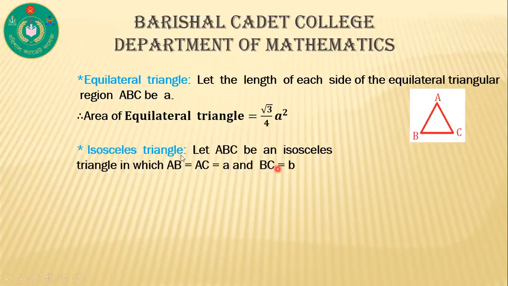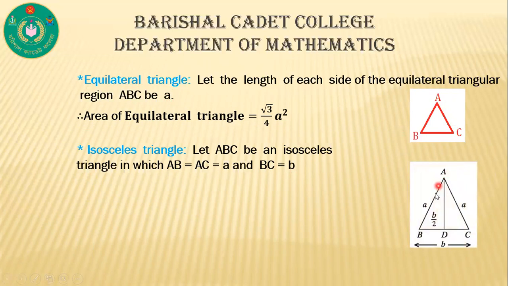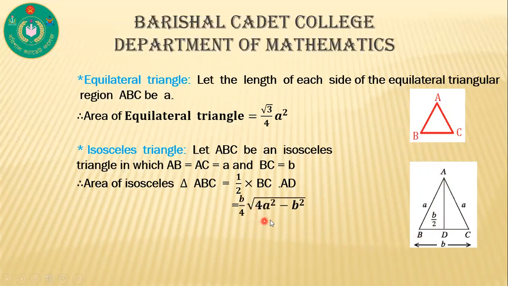Now isosceles triangle. Isosceles triangle means two sides are equal. Let ABC be an isosceles triangle, in which AB and AC are equal and BC is the base. So now AB is equal to AC is equal to A and BC is equal to B. Here B means base and A means sides. So area of the isosceles triangle is equal to half into BC into AD. That means B by 4 root 4A square minus B square. Here A means side of an isosceles triangle and B means base.